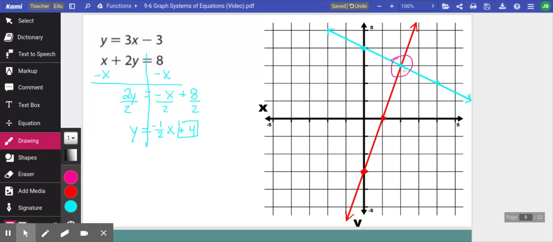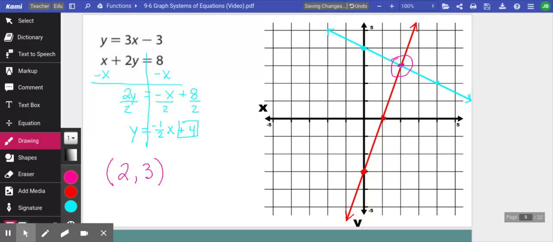So this is the point of intersection. Again, this problem was slightly more complicated because I needed to actually solve for y to get the y-intercept. But when I graph them together, I notice that the intersecting point is right here at 2, 3. So my solution here is 2, 3, and that is just the ordered pair for this particular point.